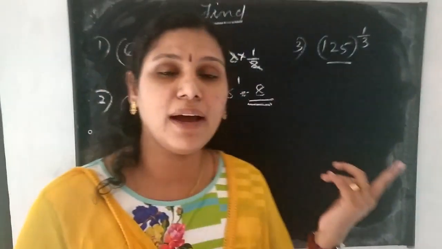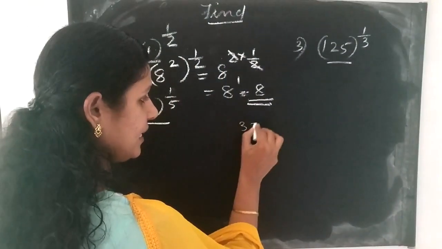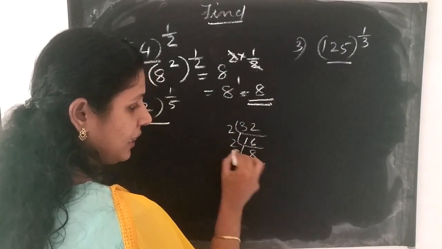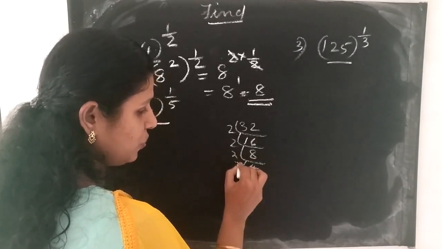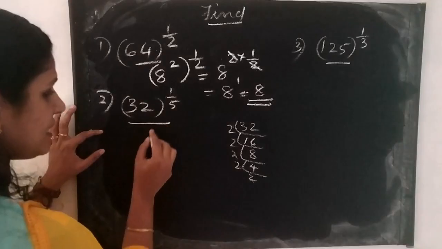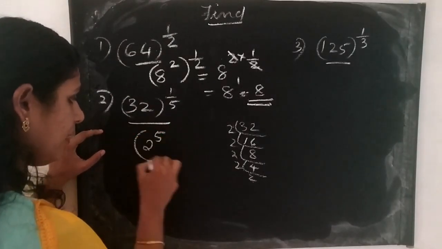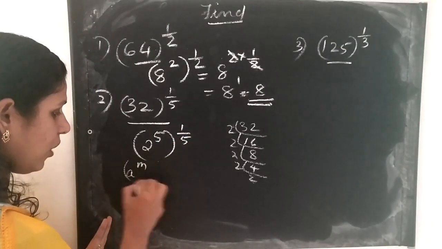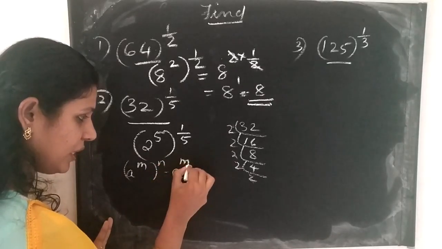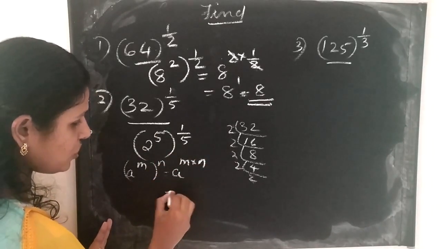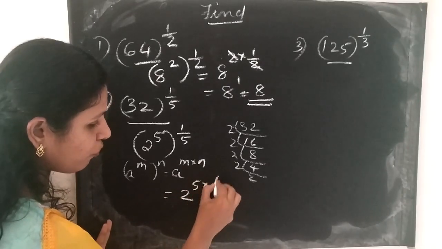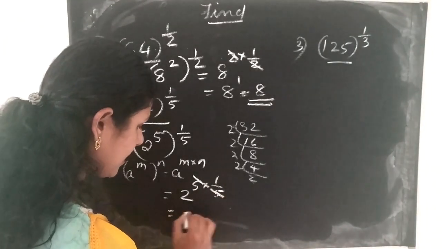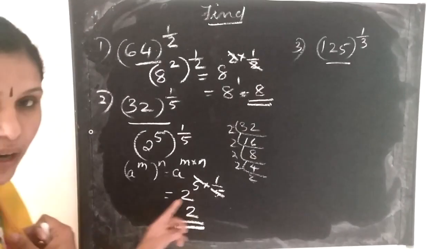So we can find that by prime factorization. Here 32, how to write? 16, then 8, then 4, then 2. 1, 2, 3, 4, 5. So we just write this 32 as 2 raised to 5, the whole raised to 1 by 5. Now this is in the form of a raised to m, the whole raised to n. What is that? That is a raised to m into n. So we can write this as 2 raised to 5 into 1 by 5. The 5s cancel each other. We get 2. Okay, 2 raised to 1, that is 2.